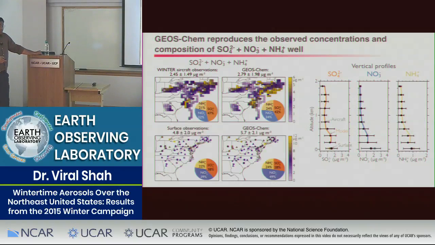We can bring in the surface observations, and the story remains the same. The model is able to get the average concentrations and the composition about right, which builds confidence in the model, and it makes it easier to use the model to probe the chemistry of sulfate and nitrate. And that's what we're going to do.